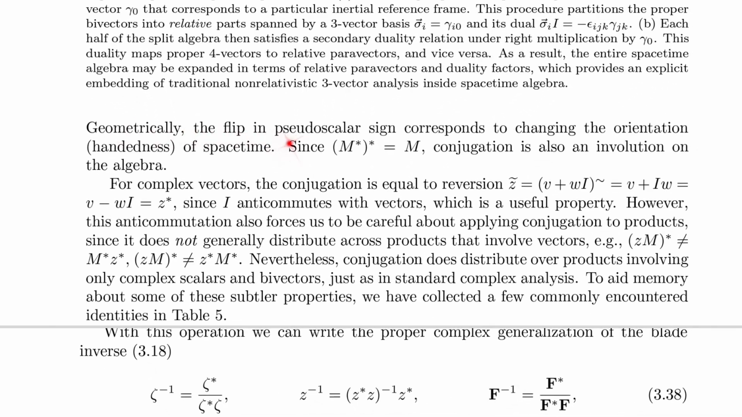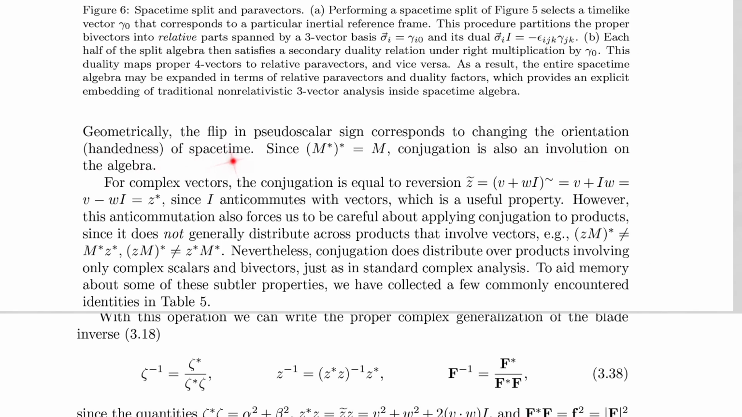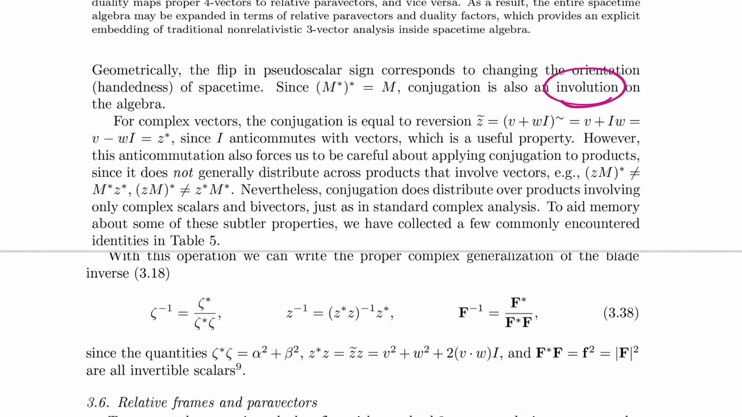Geometrically, the flip in the pseudoscalar sign corresponds to changing the orientation, the handedness of spacetime. Since the conjugation of a conjugation is M, it's an involution on the algebra. It's an involution. Okay, I think that's pretty straightforward. If you flip the sign twice, you come back to where you were for this kind of thing.